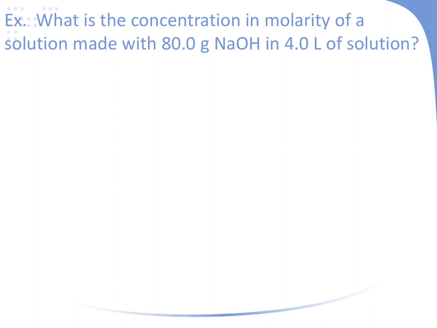So let's go try an example of this. It says, what is the concentration and molarity of a solution made with 80 grams of sodium hydroxide in 4 liters of solution? It's really a pretty easy calculation. You just have to find the number of moles of sodium hydroxide and divide it by the volume. Remember, what we're trying to get here is our concentration, which in chemistry is molarity, and that would be the moles, which we need to solve using our grams. And then, of course, the total liters of solution in this case would be 4 liters.